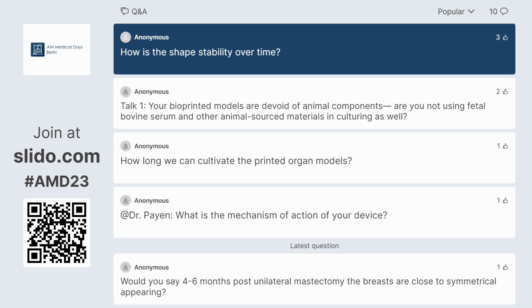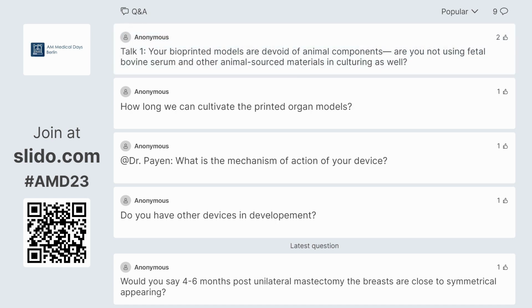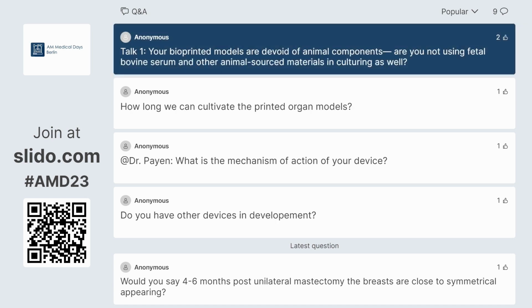Your bioprinted models are devoid of animal components. Are you not using fetal bovine serum and other animal-sourced materials in culturing as well? Thank you for this perfect question. I might have typed it myself because this is the main effort in my lab right now. I didn't have time to go into this. Just two short remarks for those who are not too deep into this field.